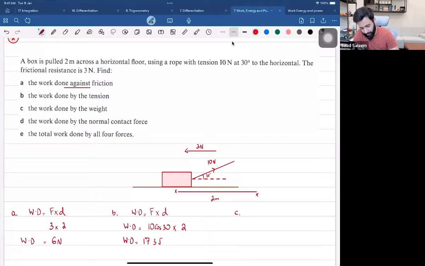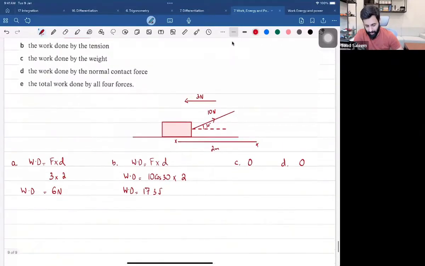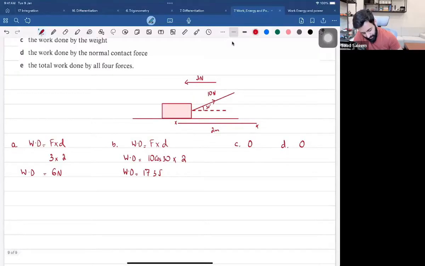Then the work done by the weight. Now, is the object moving vertically, which is the direction in which the weight acts? No, so therefore it's 0. Then the work done by the normal contact force. Once again, because the object is not moving vertically, the work done by the normal contact force is also 0. Then the question asks for the total work done by all 4 forces.